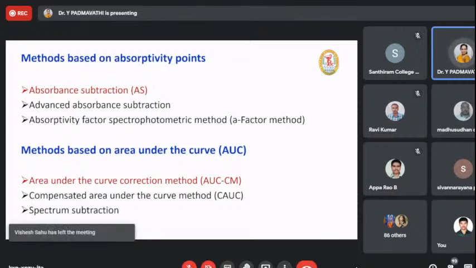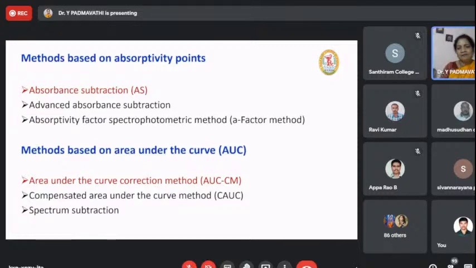The next ones are the methods based on calculating the area under the curve. Most of the time the spectrophotometric methods are based on measuring absorbance, am I right? Here, instead of absorbance, you are setting 2 wavelength points, mathematically calculating the area under the curve, and calculating the concentrations, right? Yeah, so all these three methods I already listed out.